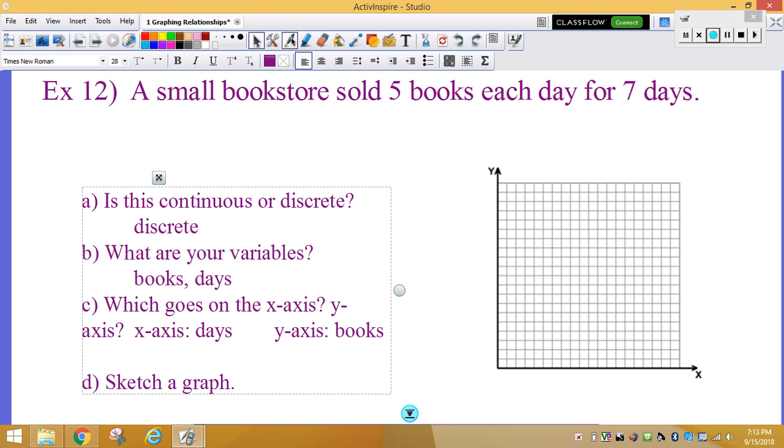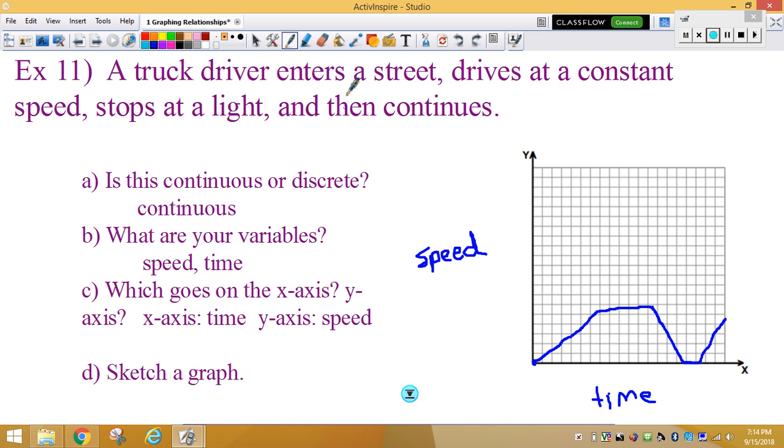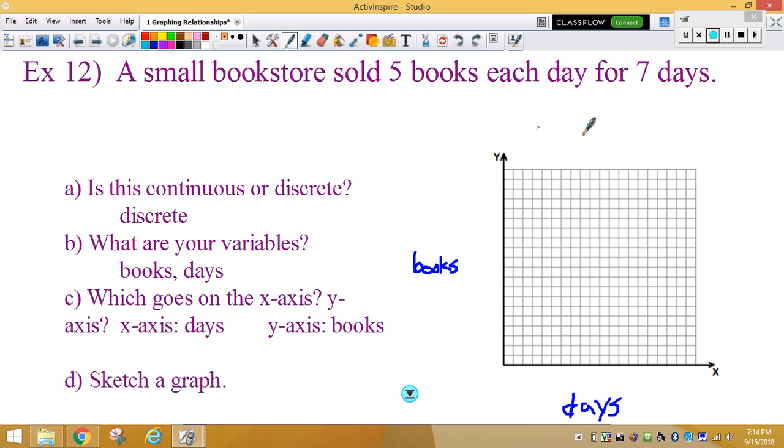And last up, sketch a graph. Now remember, we need to label. So I have days on my x. I have books on my y. Okay, this one is also different because it's giving me numbers. If it gives you numbers, you have to put numbers on your graph. This problem that we did before didn't give me any numbers, so I could just make it up as I went. This gives me numbers.